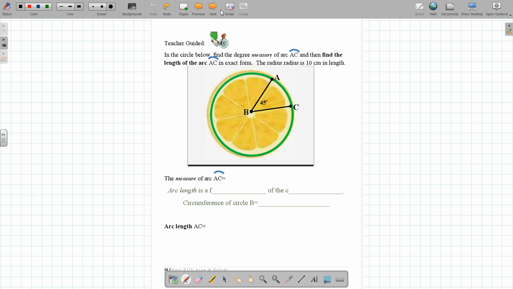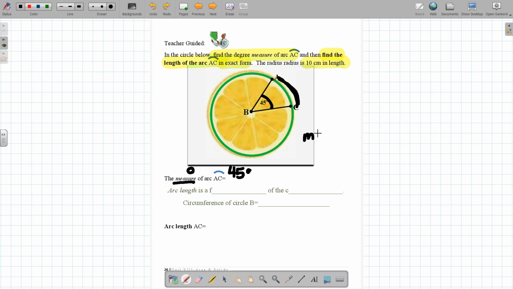So in the circle below, we're going to find the degree measure of the arc AC, and then find the length of the arc AC in exact form. The radius is 10 centimeters. Step number one, let's trace our arc A to C. The measure of the arc. When we see the word measure, think degrees. Measure of a central angle to its arc the same. So the measure of the arc is 45 degrees.